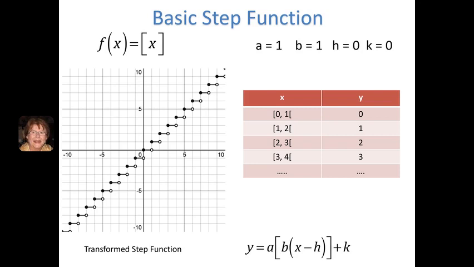A review of what the basic function looks like. Parameter A is 1. That means the vertical distance between each step is 1. Parameter B is positive 1. That means that the length of the step will be 1. The black dot is on the left because it's positive. And because both A and B are positive, the steps are going up. The H and the K is 0, 0. That is the starting point. 0, 0. That's what you're going to learn about in this voice thread.